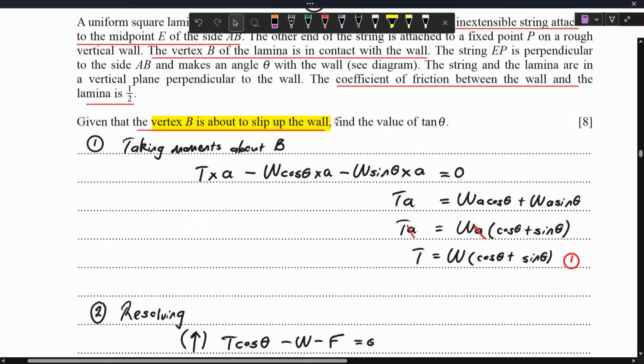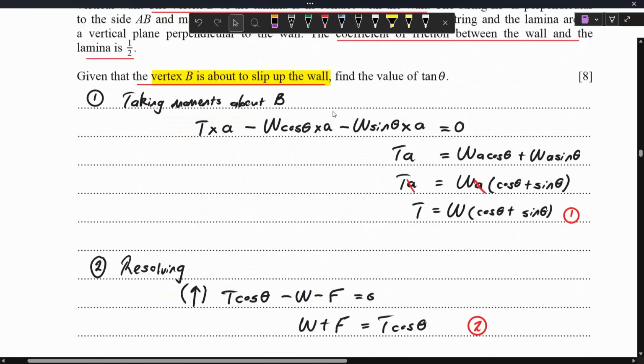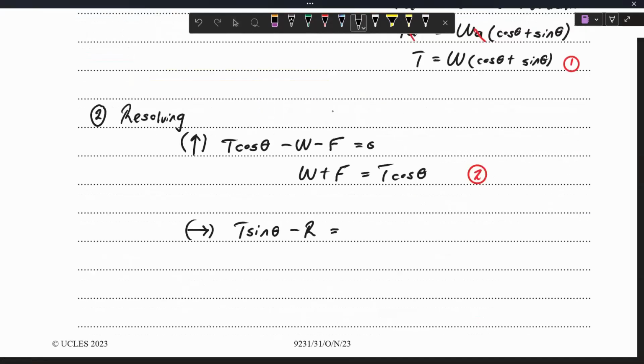Any other horizontal forces? No. So this is just going to be equal to 0. So we can actually say here that R is equal to T sine theta. I'm going to call this equation 3. All right, so we are done with that.